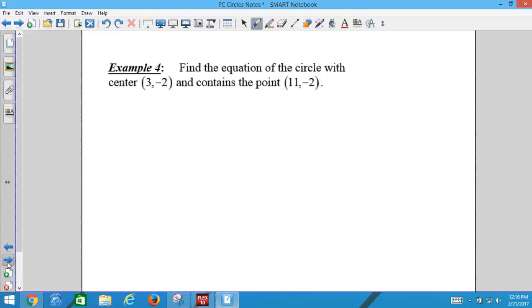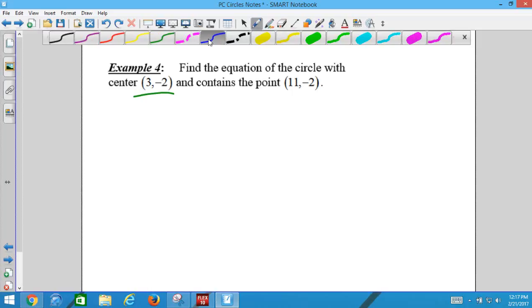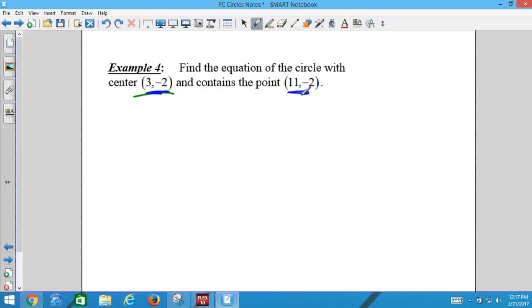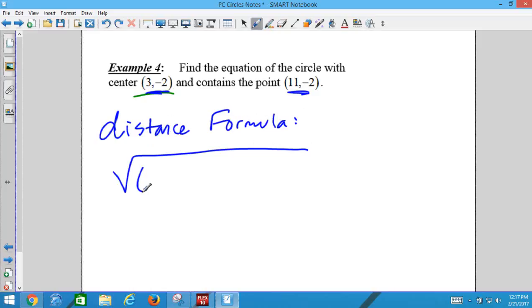All right, the last question. Find the equation of the circle with a center at 3, -2, and contains the point 11, -2. So in order to write that equation of the circle, we need the center, which we have, and what else do we need? The radius, which we don't have. But the radius is from the center to any point on the circle, so we can find the radius using our distance formula, which was also in your notes. So it's going to be the square root of, subtract your x's and square it, plus subtract your y's and square it. Your distance formula, which is also the Pythagorean theorem, which also looks a lot like the equation of a circle.